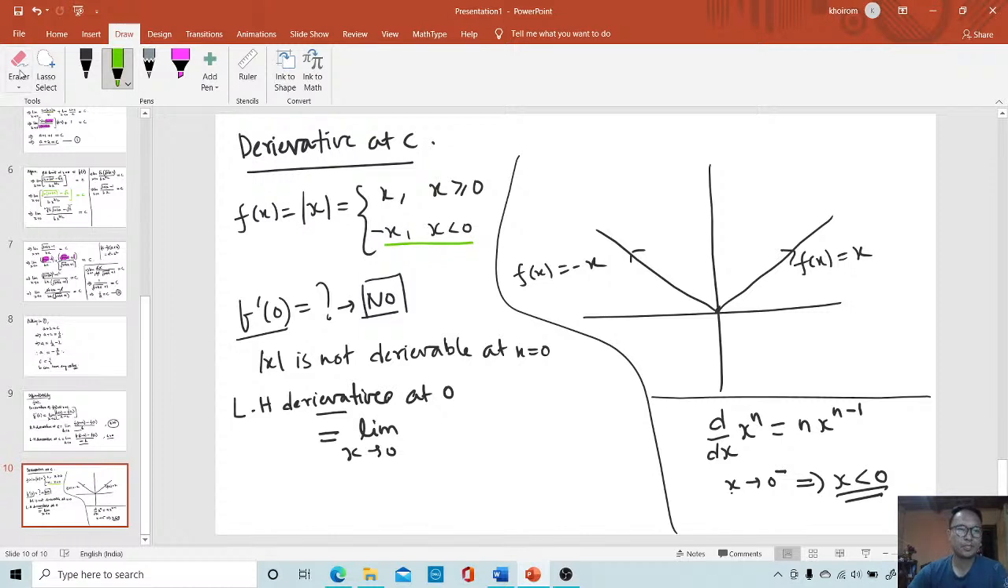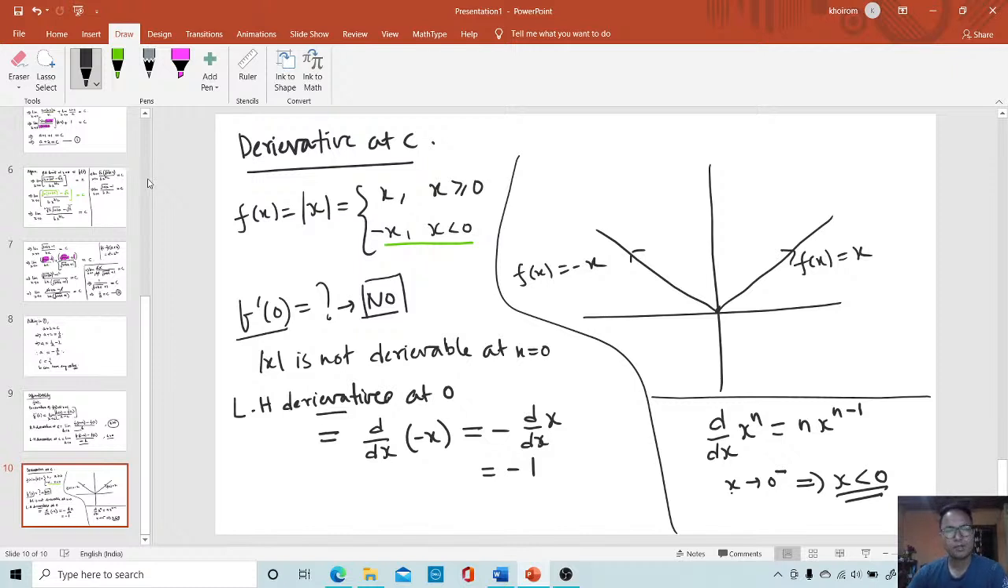This function we have to take. The limit as x tends to 0 minus. For the left hand derivative we take d by dx of minus x, which is minus of dx by dx, that is minus 1. Hope you like this method. So the left hand derivative is minus 1.